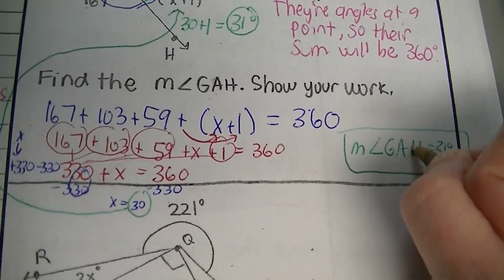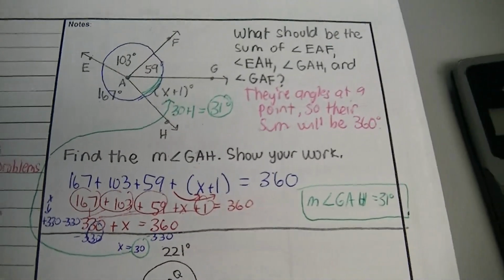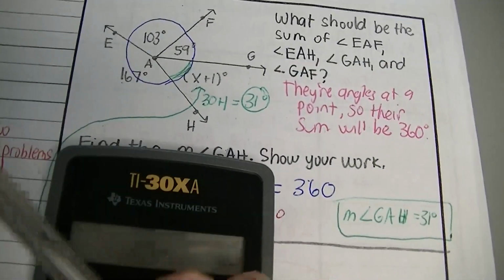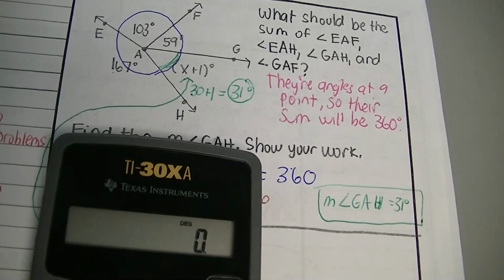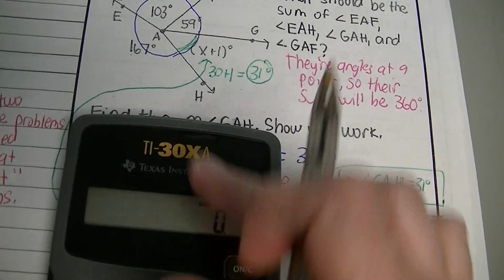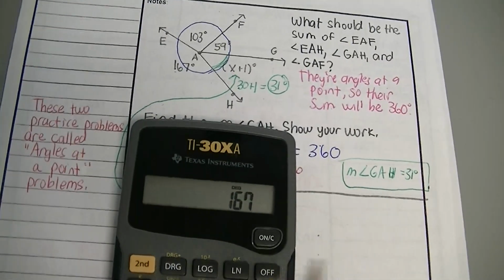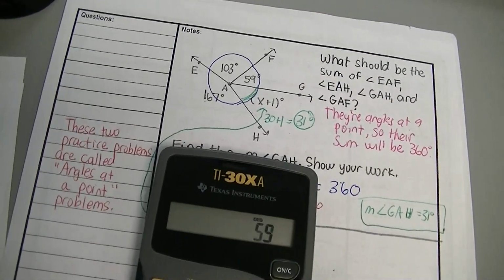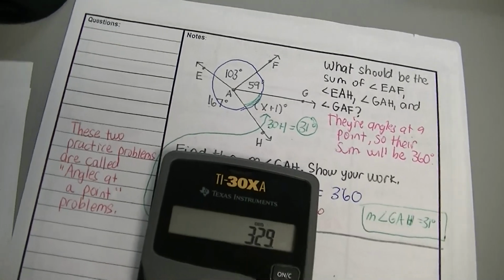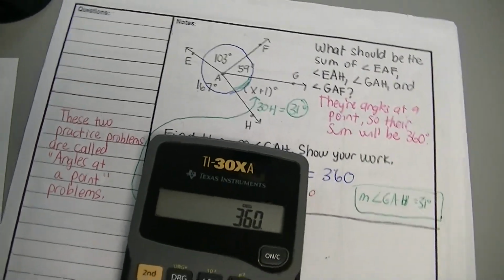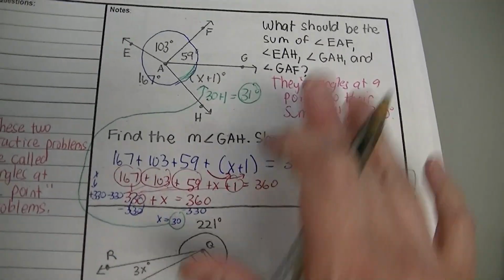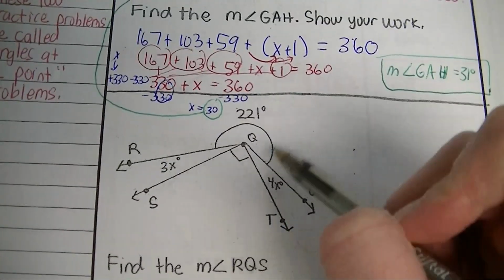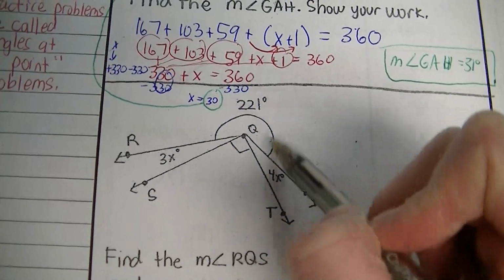Okay, and you know, obviously you want to check it, especially if it's an assessment. So their sum should be 360 degrees. And so I'm going to start with 167 plus 103 plus 59 plus 31. Good, 360 degrees, so we are correct. We've checked it and we know we're right. Okay, again, these collectively are angles at a point.